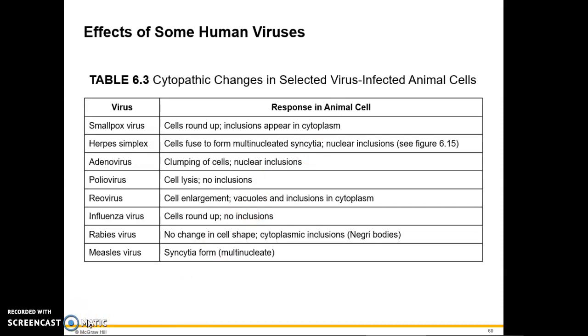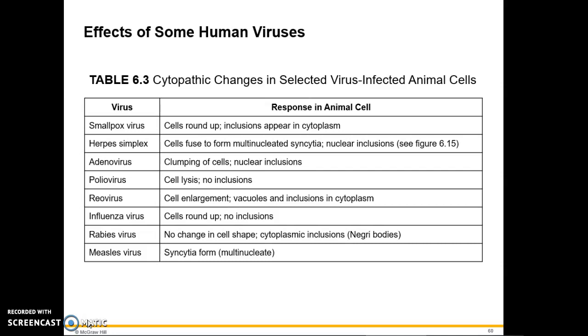And this table 6.3 from your book has a list of viruses and some of the cytopathic effects in the host cells. The smallpox virus causes the cells to kind of round up and causes inclusions in the cytoplasm. Herpes simplex can cause cells to fuse together to form multinucleated syncytia, as well as nuclear inclusions. And there is a picture of the nuclear inclusions in figure 6.15.